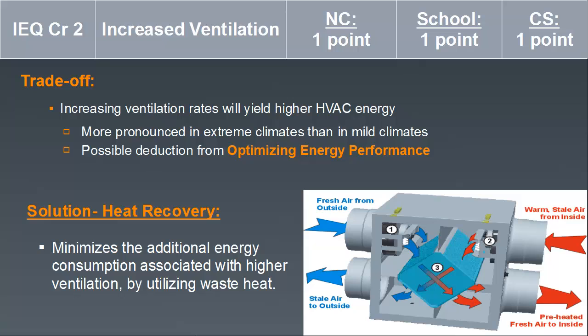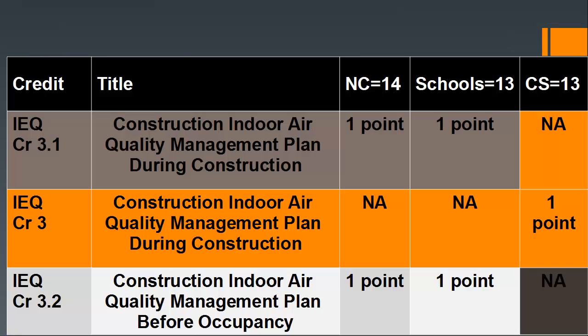Indoor environmental quality credit 3.1 and 3.2 have to do with construction indoor air quality. It includes an indoor air quality management plan during construction and also criteria for before occupancy.